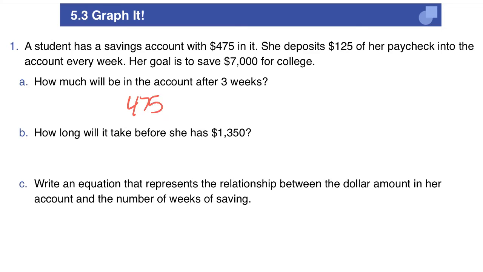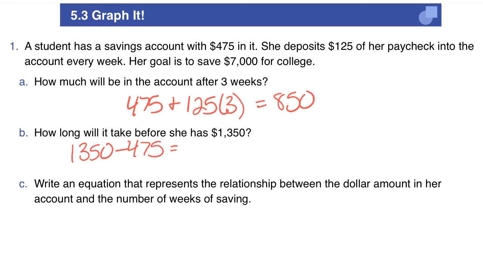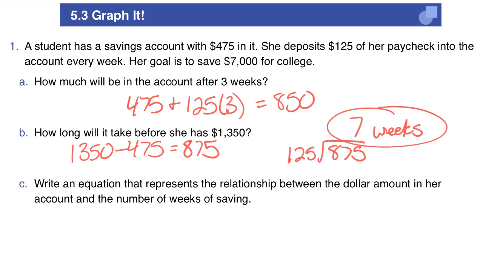After 3 weeks, I know that we started with 175. We're going to add on 125 three times, or 125 times 3, and I get $850. In B, I'm going to work backwards. I'm going to start with 1,350 minus 475, because that's what she had to start with. So I know that over the weeks, she's going to put in $875, and if she's doing $125 every week, I'm going to divide, and I see that that's going to be 7 weeks.